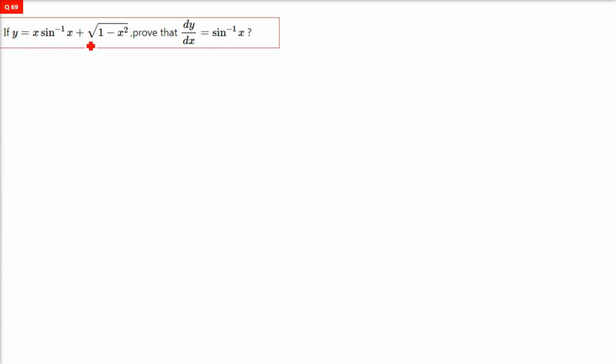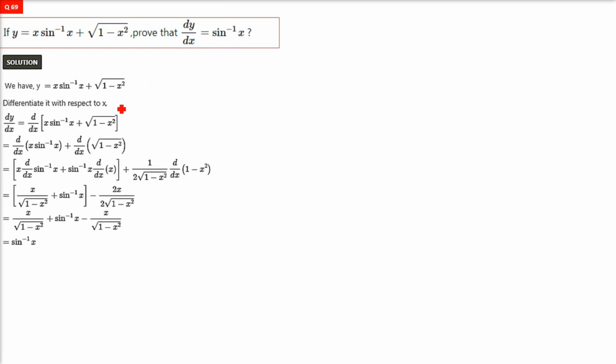If y is equal to x sine inverse x plus under root 1 minus x square, we have to prove that dy by dx is equal to sine inverse x. Now, how do you have to write? We have to differentiate, and wherever it is product rule or chain rule, whatever comes, you have to write. And we have to give the resultant as sine inverse x.